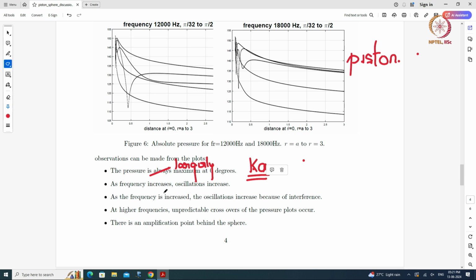Okay, as frequency increases, oscillation increases because of interference. Unpredictable crossovers. There's an amplification point at the back end.